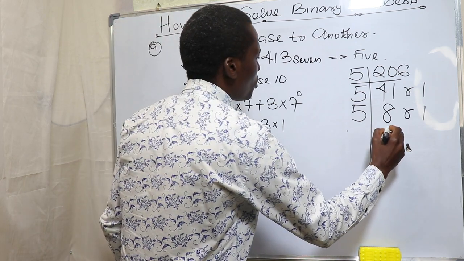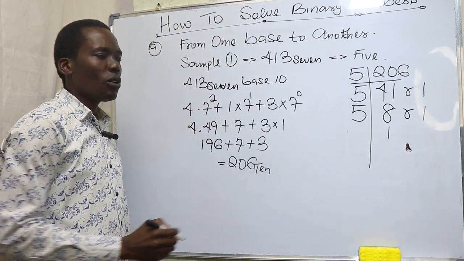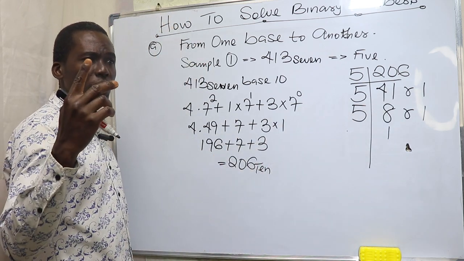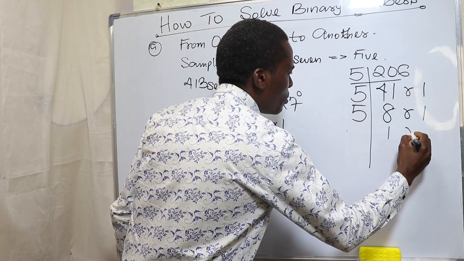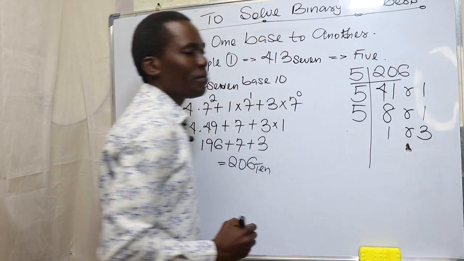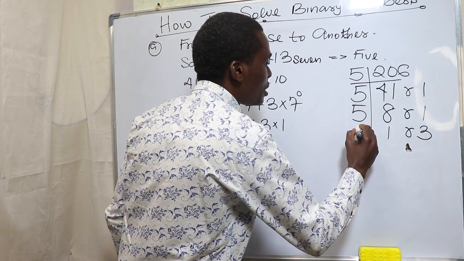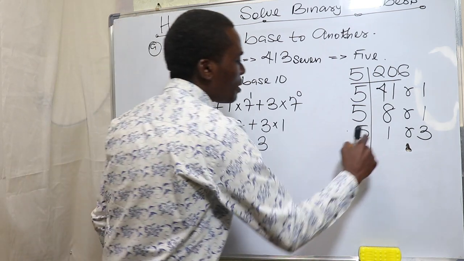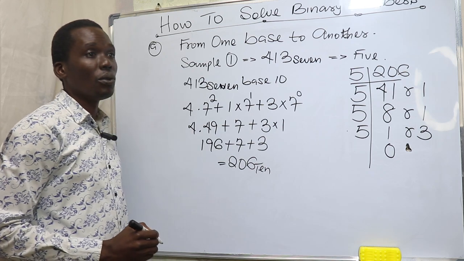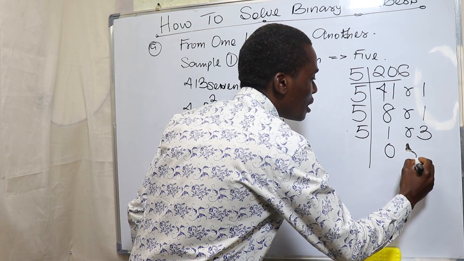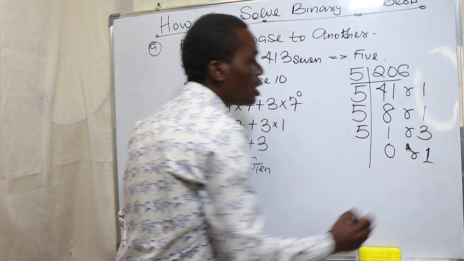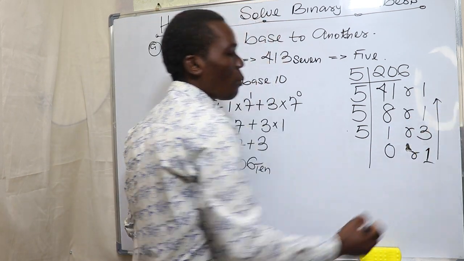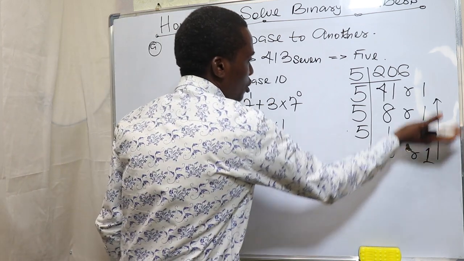8 divided by 5, I will only see one 5 in 8, because 5 times 1 gives me 5. So 8 minus 5 remains what? 3. So I keep my 3 here. The next thing, I divide that 1 by 5. 1 divided by 5 is not possible, so I write 0. And my remainder remains what? It remains 1. So you see these remainders, I will count them from bottom to what? To top, from under to the top.